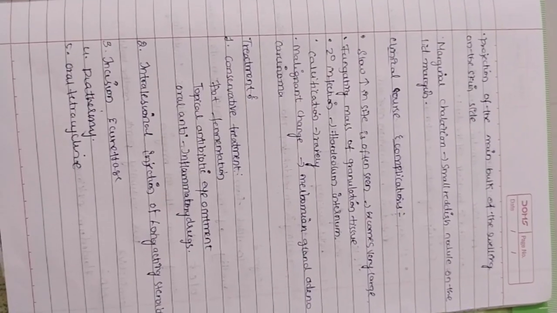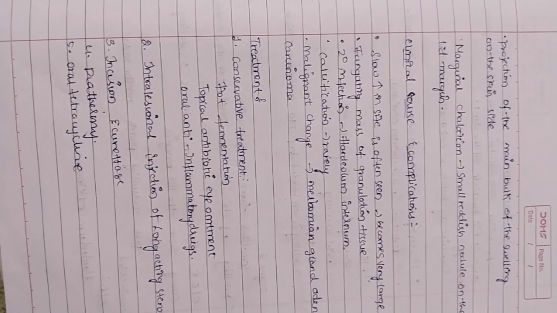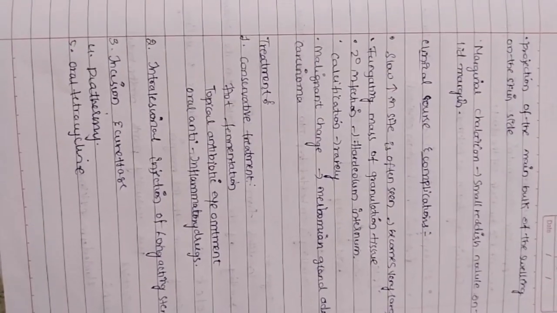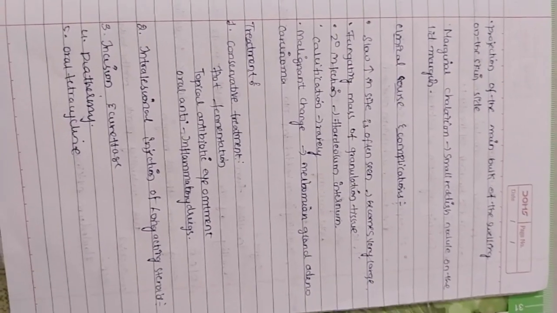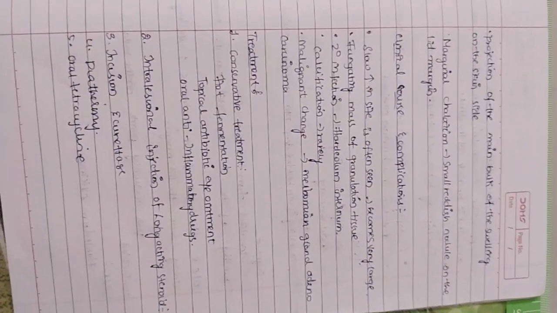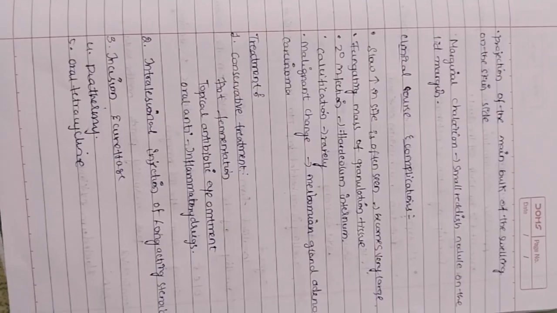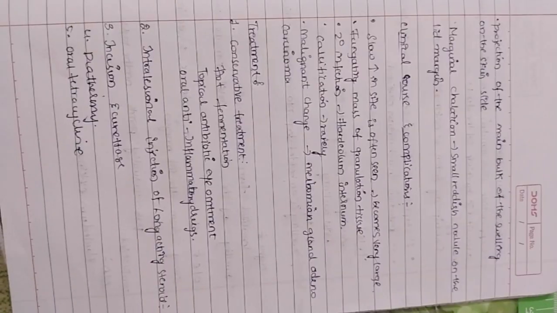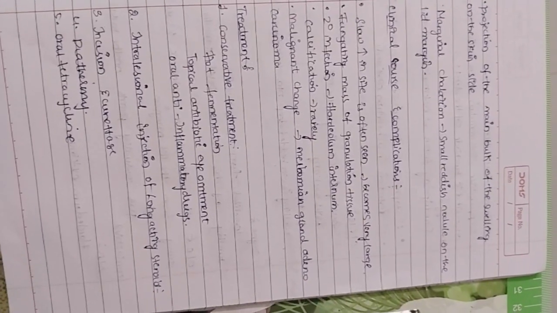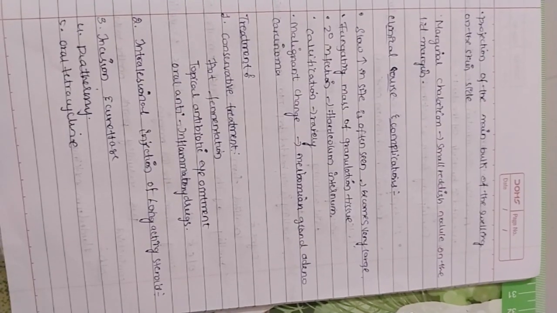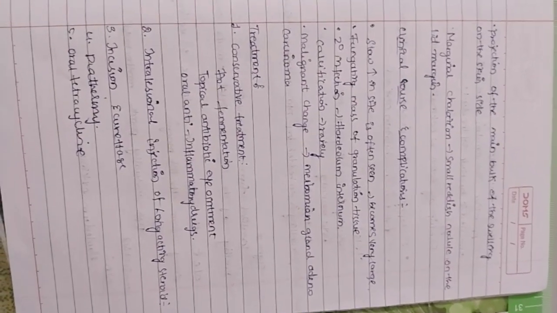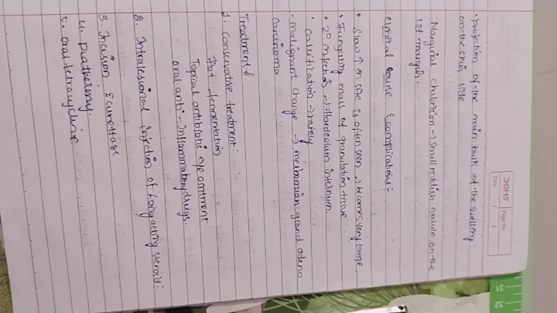So what is the treatment? First we will do conservative treatment in initial stages, like hot fomentation, topical antibiotic eye treatment, and oral anti-inflammatory drugs like aspirin. Another one is intralesional injection of long-acting steroid. Long-acting steroids like triamcinolone will be given, and incision and curettage.